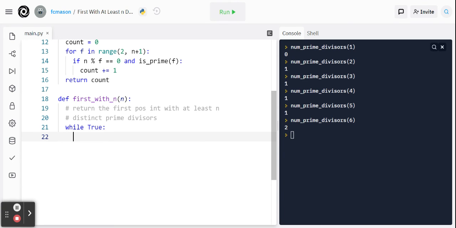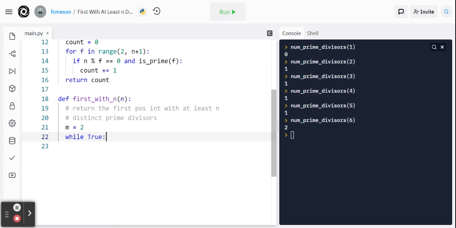Okay, so let's see. How about some prime divisors? I'll simply call that p. Oh, now let's think about this task. Let's think about this task. We have to test a certain number to find out its number of distinct prime divisors. And if it doesn't have enough, we have to go to the next one.